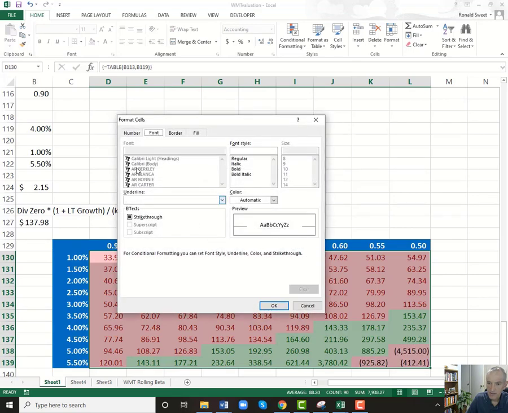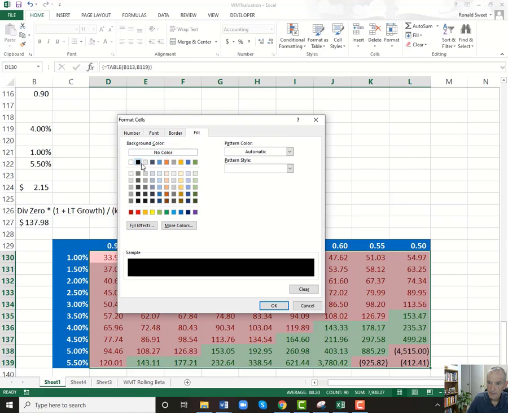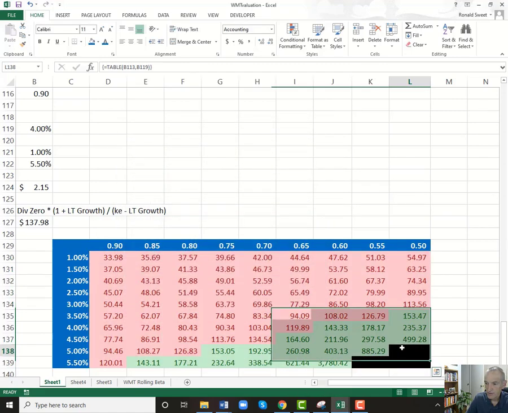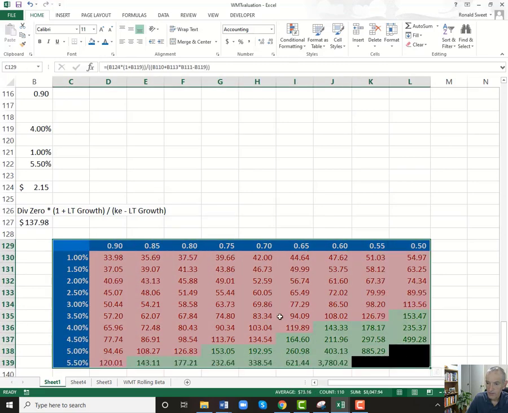So it didn't do it. So our font is black, and our fill is black. We say OK, and that gets rid of those. So those that are negative don't make sense. And so here we have a chart for Walmart.